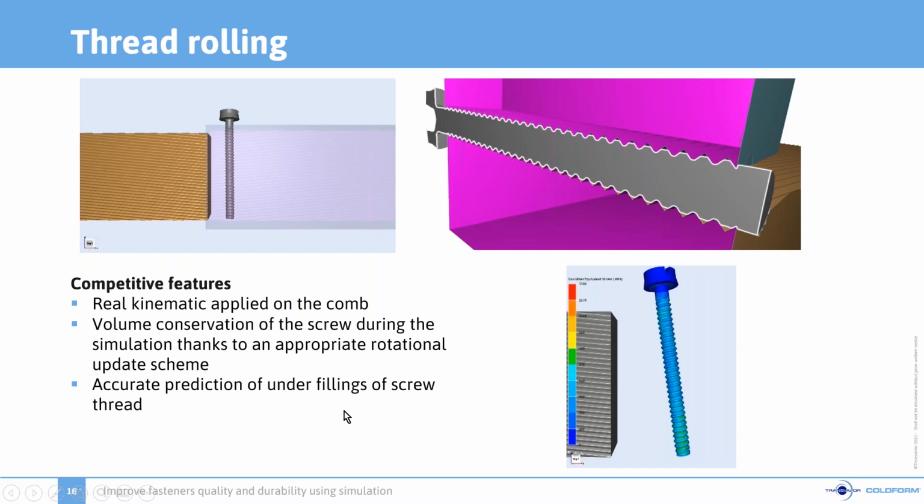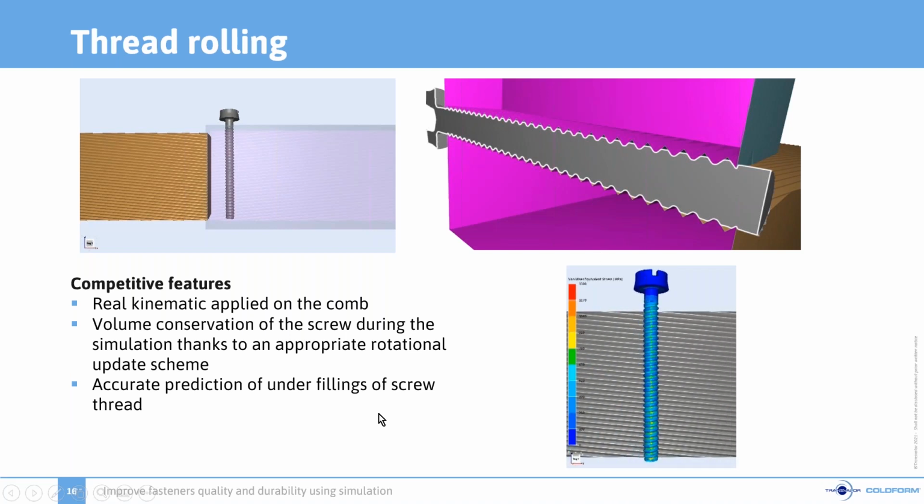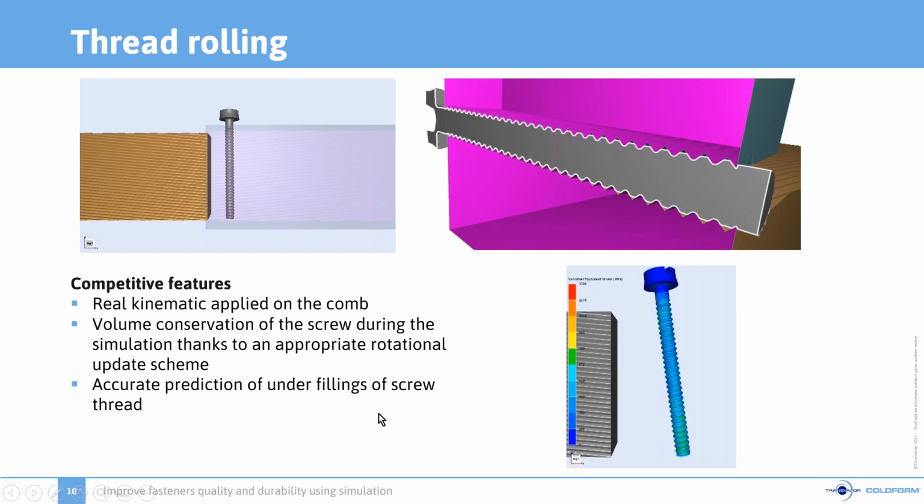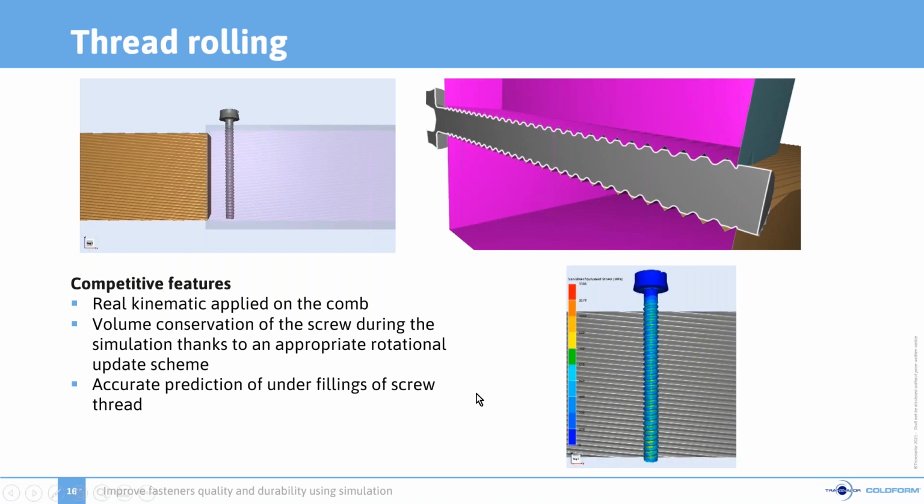Thanks to the precise contact algorithm and the temporal integration scheme, the simulation of the thread rolling is highly accurate. Using a clipping here, or a cutting plane, it is possible to predict accurately the underfilling of the screw thread. This video shows the distribution of the equivalent strain. We can notice the increase of the equivalent strain in the screw thread zone.